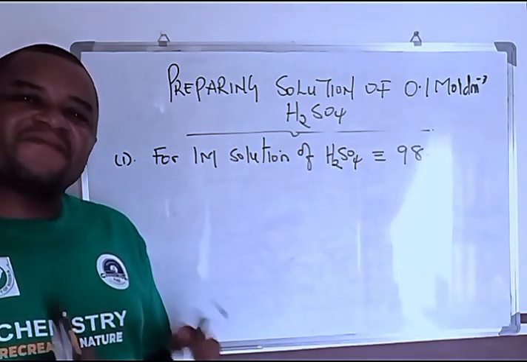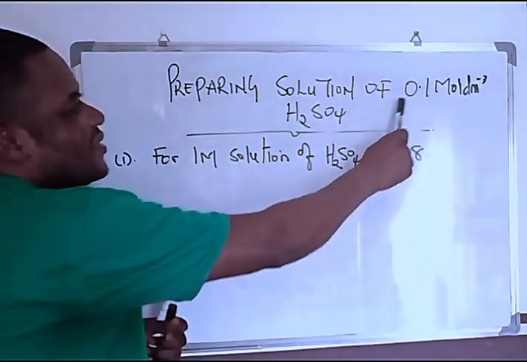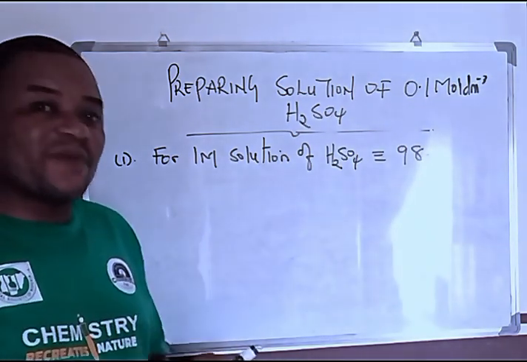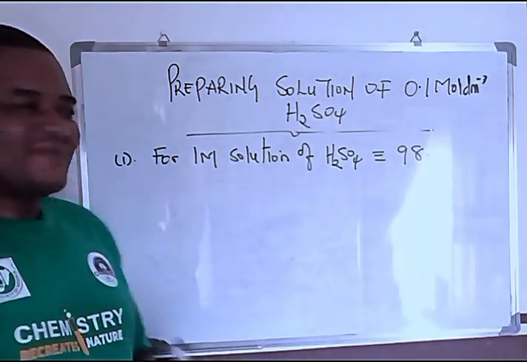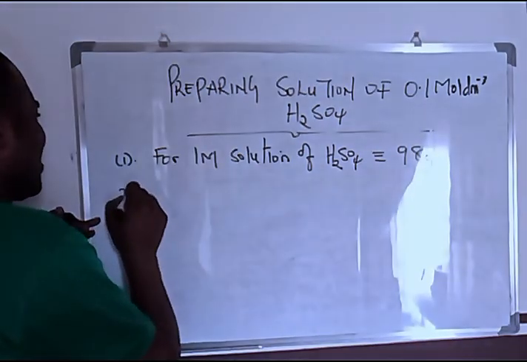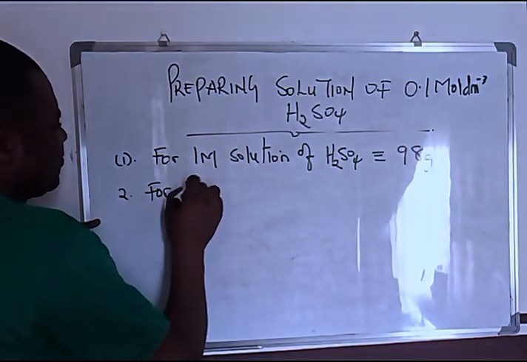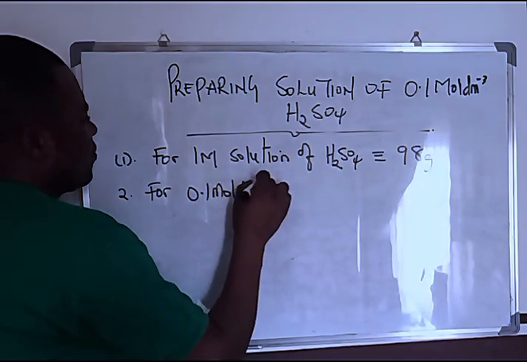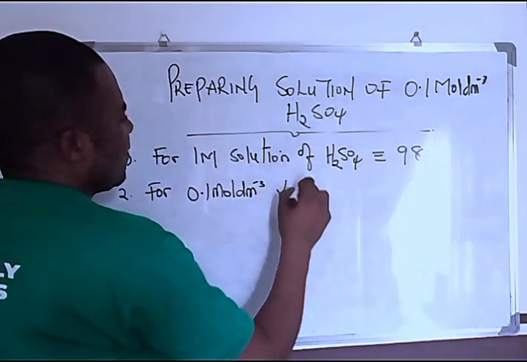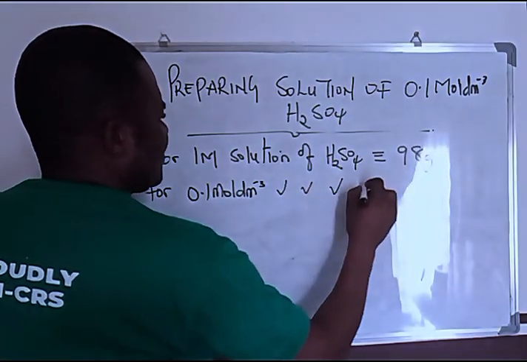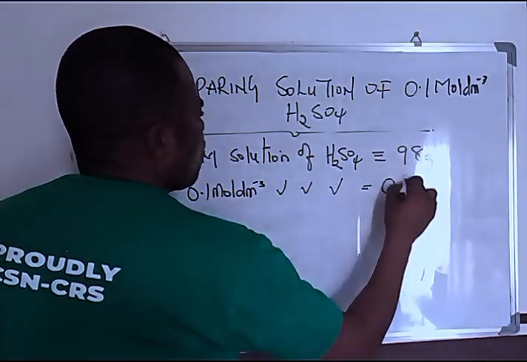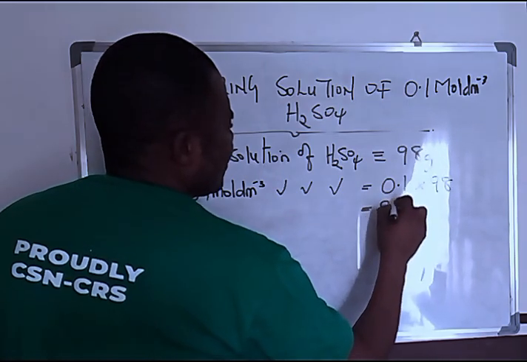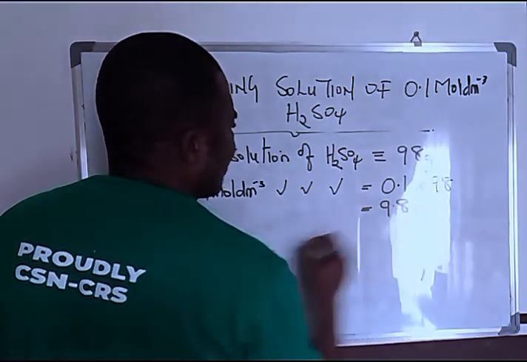So what will it be for 0.1 molar, which you are asked to calculate so that you can use it to prepare your standard solution? Okay, so we have that for 0.1 mole per dm cube solution of sulfuric acid, it is going to be 0.1 multiplied by 98, and we are going to have 9.8 grams.